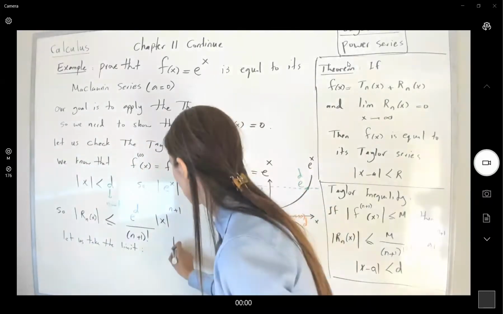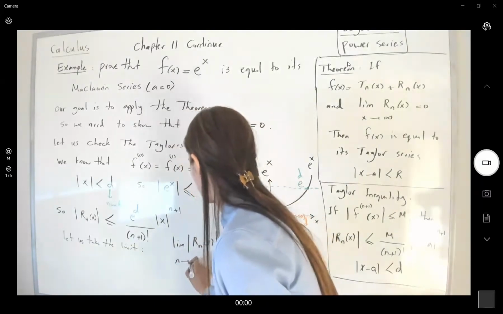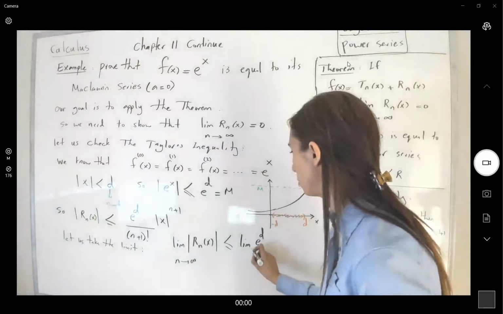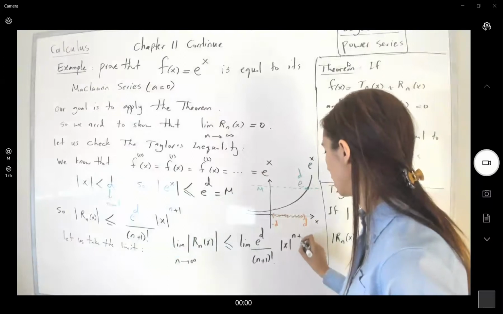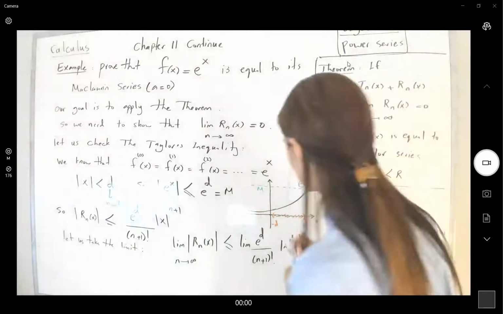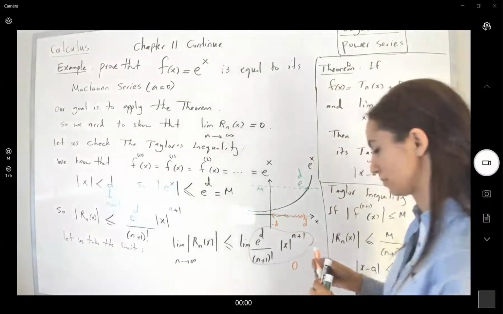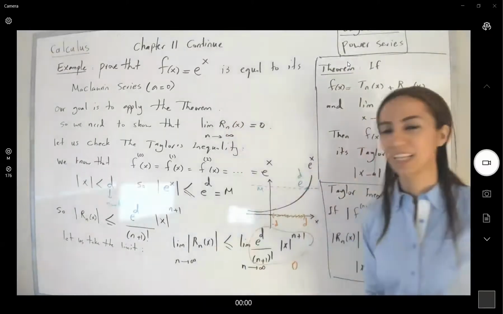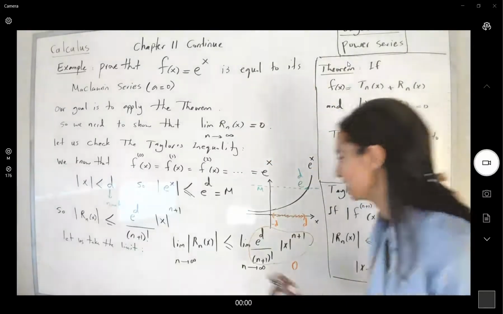So here you have the limit of the absolute value of Rn of x as n approaches infinity, less than or equal to the limit of e to the power d, which is a number, divided by n plus 1 factorial, times the absolute value of x raised to n plus 1. So you have a number divided by infinity, which is 0. 0 times the absolute value of x, the whole thing is equal to 0. So the limit of Rn is equal to 0, and the theorem is satisfied.